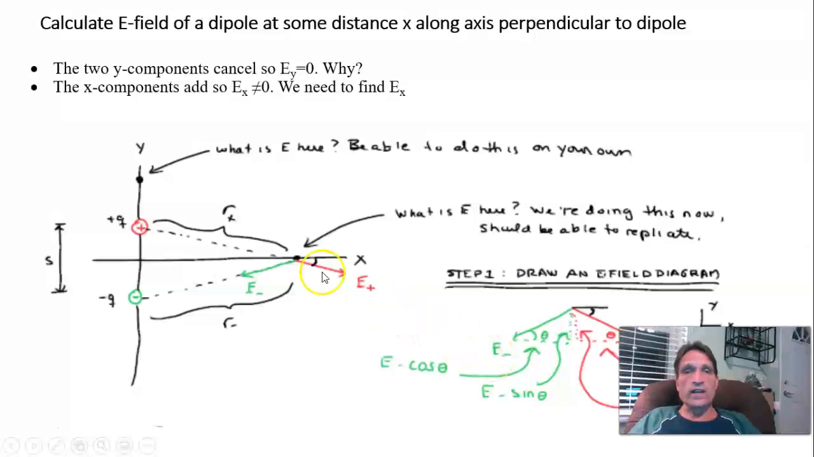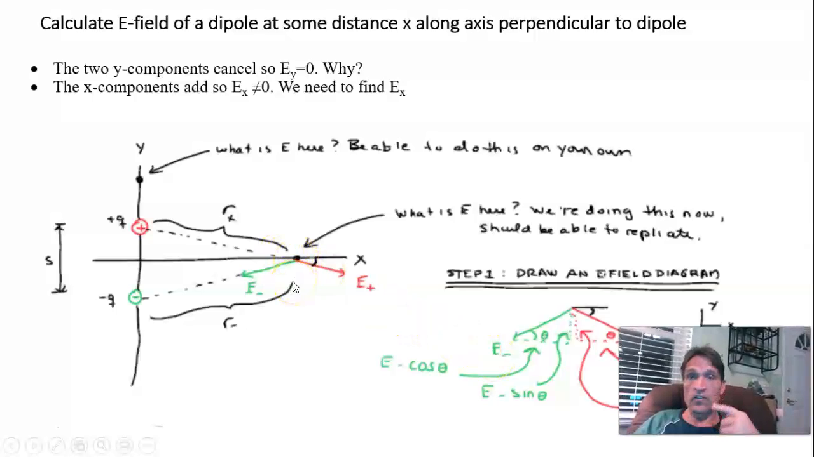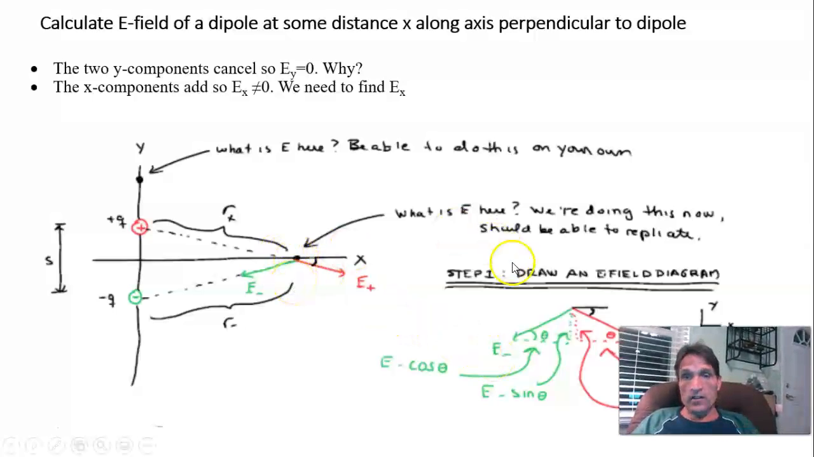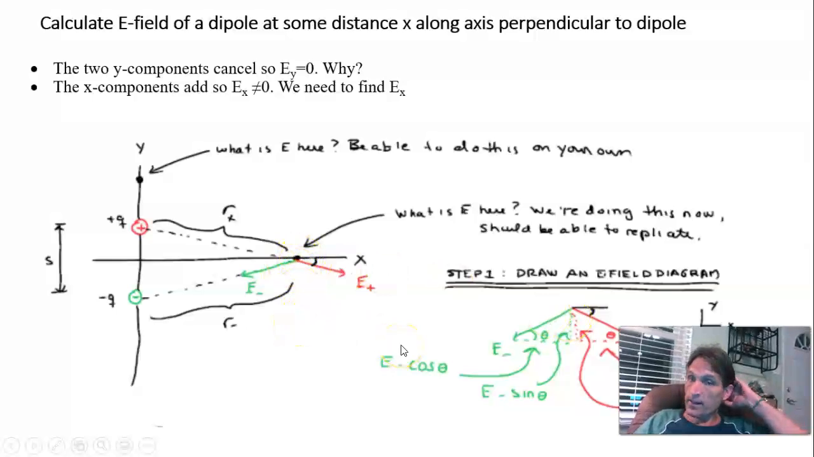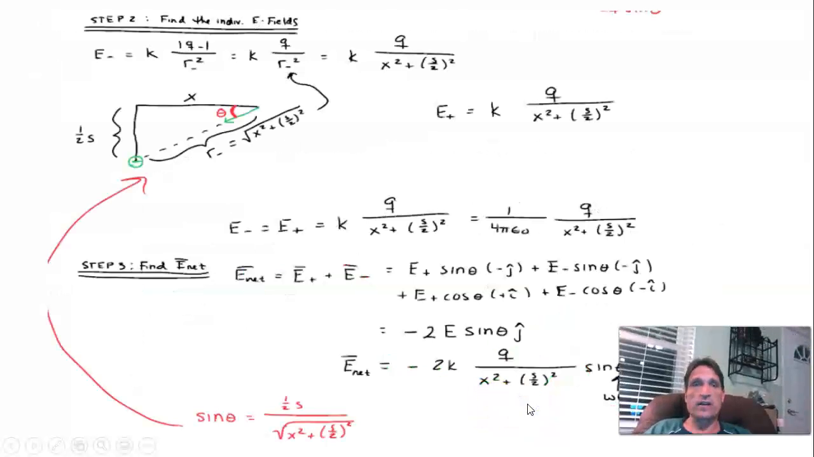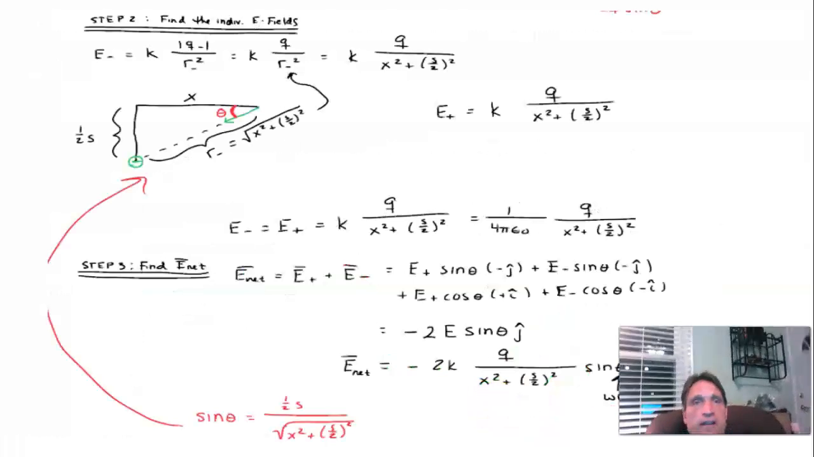So what we need to do here is calculate the y component of this electric field. If we define this angle here as theta, we get that the y component is E sine theta for each of these. So what we have to do is calculate the magnitude of E due to each charge, and then we have to calculate this sine of theta. So let's start here.